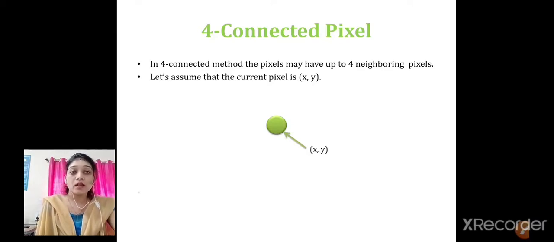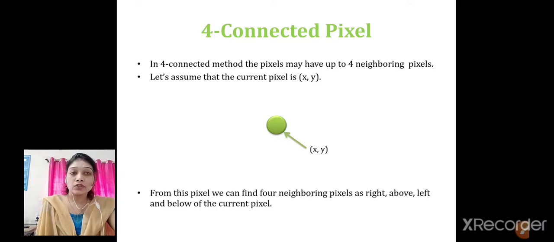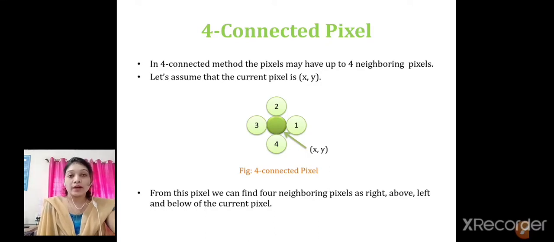How do we find them? We find the pixel at the right side of the current pixel, so this is the right pixel. Then we find the above pixel, which is the second pixel. The next is the left pixel, and then the down or below pixel of the current pixel. In this way we find the 4 connected pixels: the left neighbor, right neighbor, upper, and lower. These are the 4 pixels we have to find, and this is called 4 connected pixels.